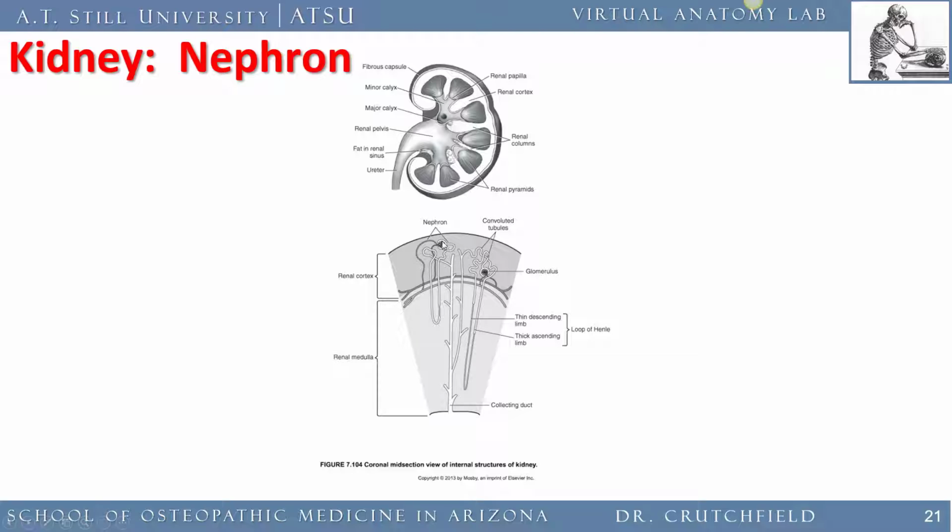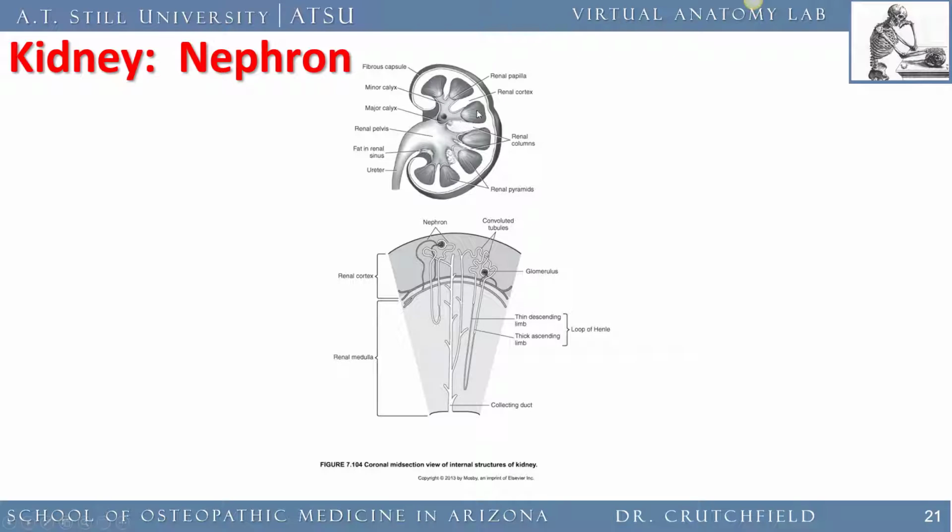So here's Bowman's capsule. Here's a little glomerulus out here within the cortex. And again, another little glomerulus with all of our convoluted tubules. Our loop of Henle comes down here. But what's important for you to know is that it's the cortex that houses the glomerulus and houses the afferent blood flow and the efferent blood flow, and down deep into the renal medulla. So here's our columns, and this of course is our pyramids. This is a renal papilla here.